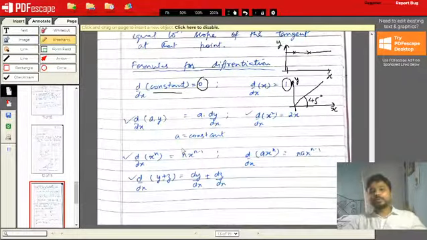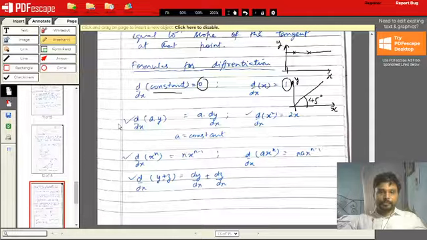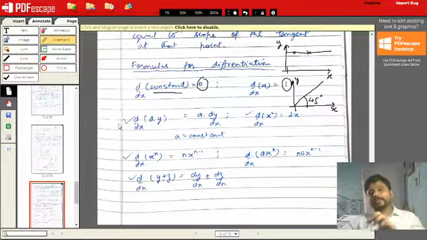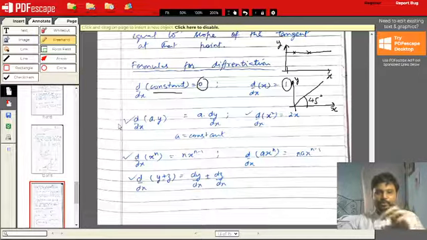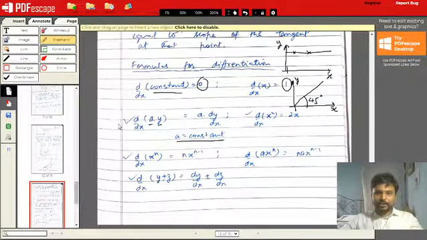Next, there are some common formulas which would be coming again and again. d by dx of a into y. So the term a comes outside and we have to differentiate y. This is a common thing which you would remember: when we are differentiating two quantities a and y, and a is a constant, the constant simply comes outside and y gets differentiated. So that is a into dy by dx.